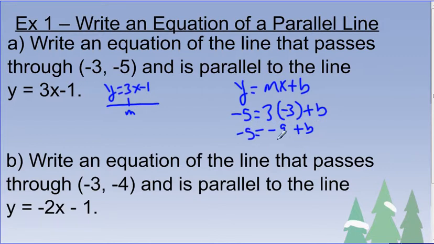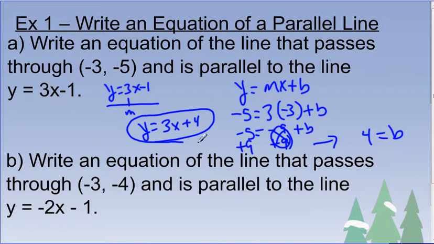The way we get rid of this negative 9 is we're going to add 9 to both sides. And we get b equals, and negative 5 plus 9 is a positive 4. So now I know that this line goes through the y-intercept at 4. So the equation of the line would be y equals, same slope as up here. We want the same slope because it's parallel. But the intercept is a positive 4. That's the equation of this line.